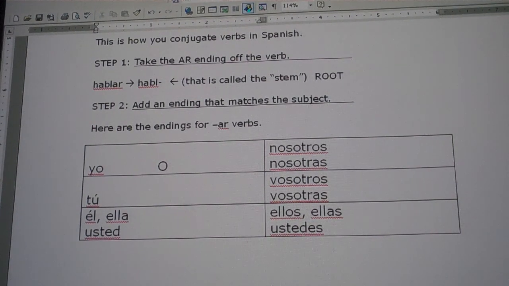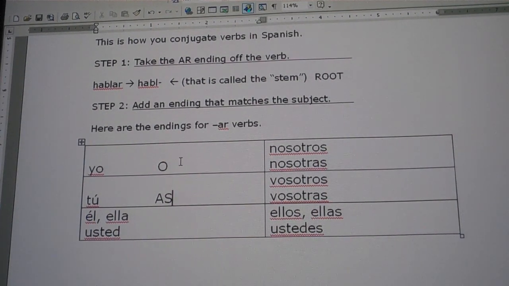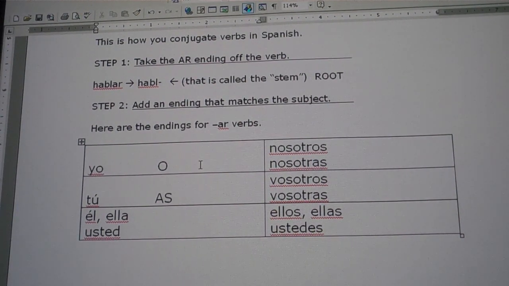So, the next thing that we're going to learn is for tú. What does tú mean? You, okay? So for tú, whenever you're talking about you, hey, you listen, you talk, you speak, you hate, etc., the ending is as. So instead of adding an O like you did for yo, you're going to add a different ending. And you cannot mix those endings. So for instance, I can't say yo hablas. What that means is you speak.